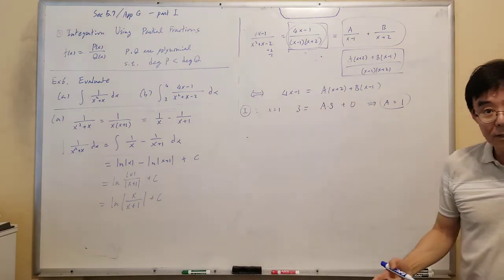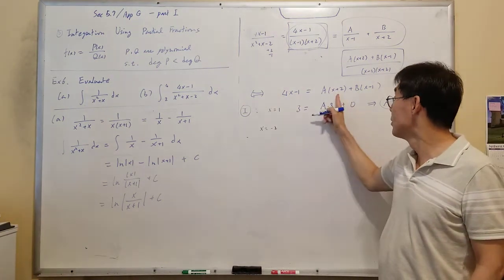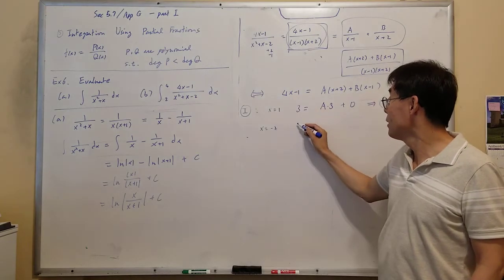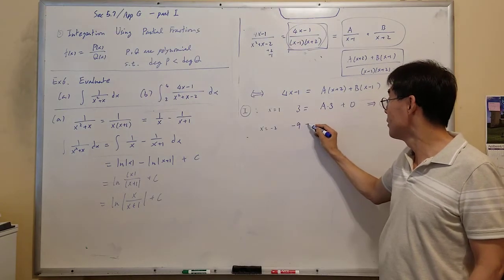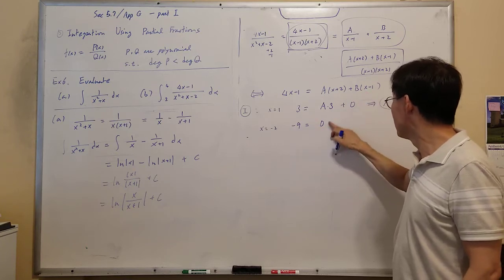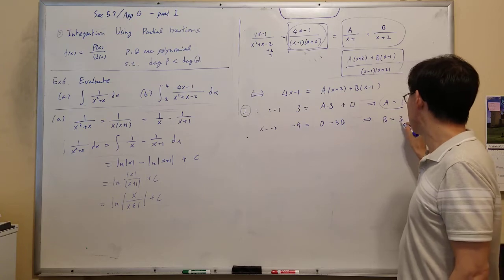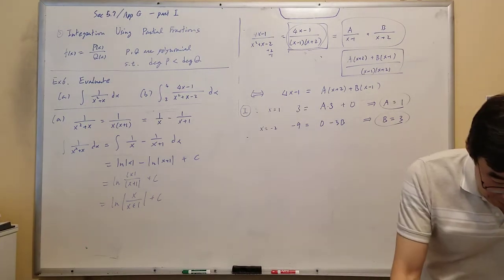What will be the next? Make this one 0. x equals negative 2. Negative 8 minus 1, so negative 9, equals negative 2 minus 1, so negative 3b. b must be 3. Alright?